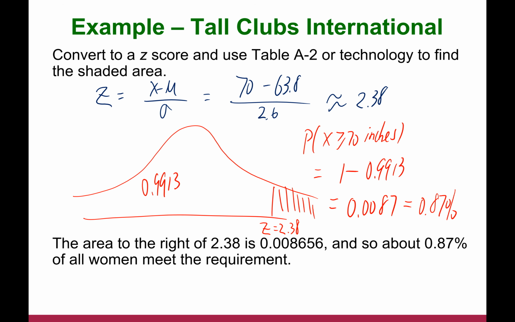Okay, so we found the probability, so out of 10,000 women, only 87 will meet the requirement. That's what this 0.87% indicates. So it's a very low probability. It's highly unlikely.